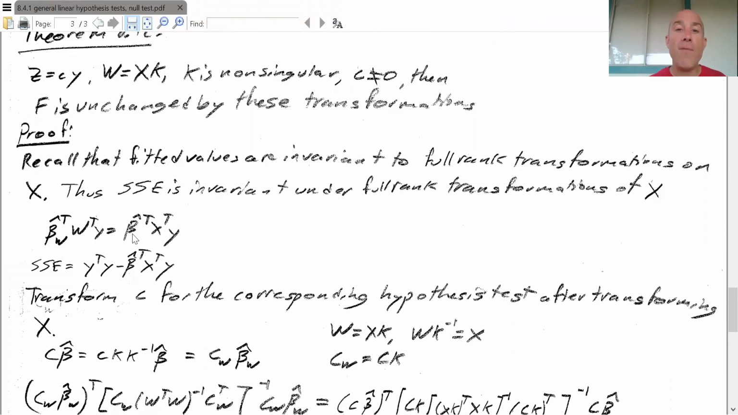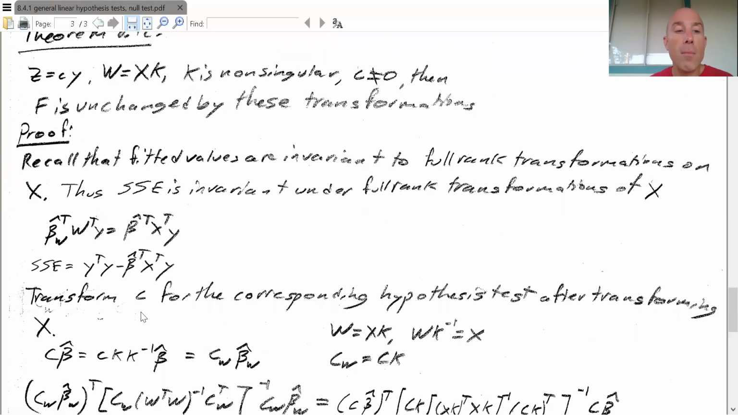All right, so recall that fitted values are invariant to full rank transformations on X. If the fitted values are invariant under full rank transforms, then the sum of squares error is invariant under full rank transformations of X also. So that means that SSE is equal to this. Now, if I take a moment, I can rework my betas so that beta hat W, where W is equal to X times K, can be matched up. So that means that either version is going to work out for me all I want.